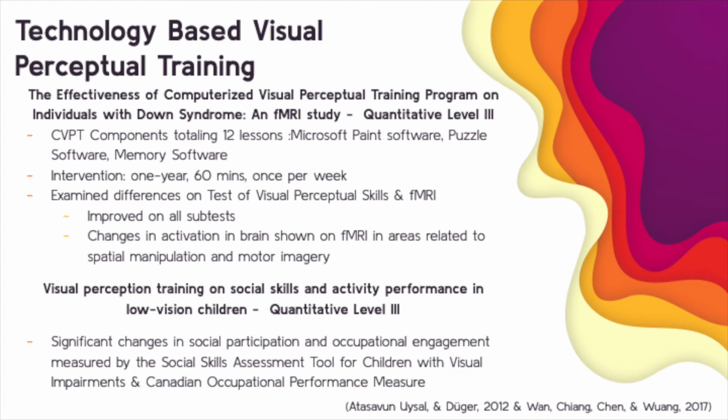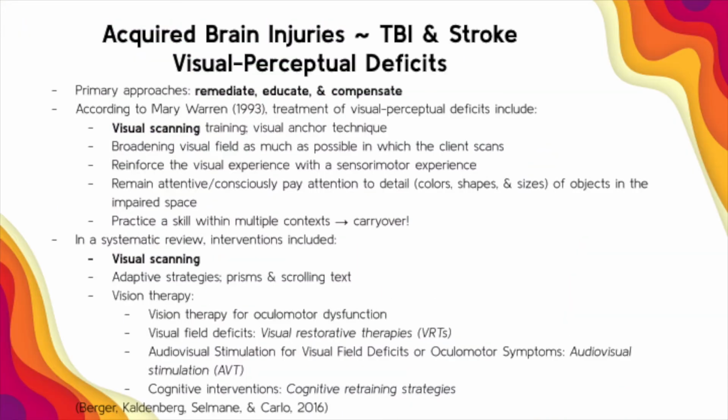Overall, VPT in either form was shown to be effective for multiple diagnoses in either improving the perceptual component skill or in function, depending on the specific study. The majority of people who are diagnosed with an acquired brain injury, including TBI and stroke, have visual perceptual deficits as a secondary impairment to their injury.